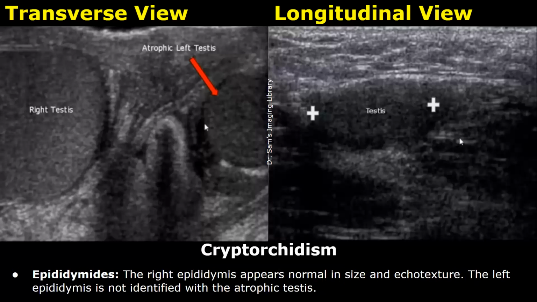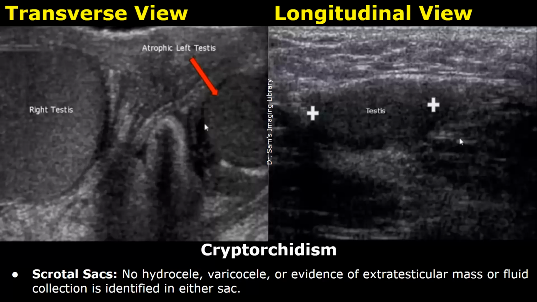The right epididymis appears normal in size and echo texture. The left epididymis is not identified with the atrophic testis. No hydrocele, varicocele, or evidence of extratesticular mass or fluid collection is identified in either scrotal sac.